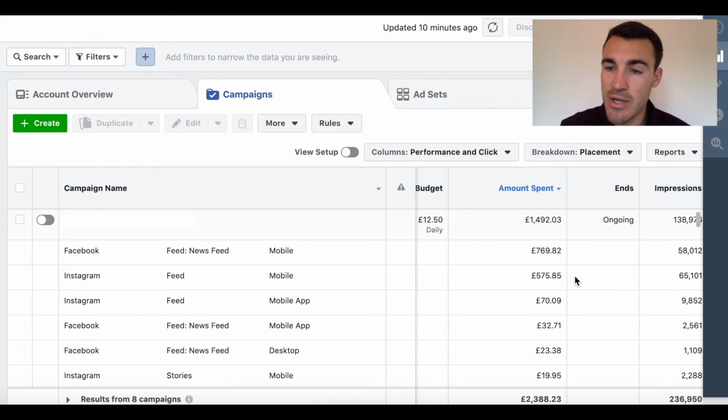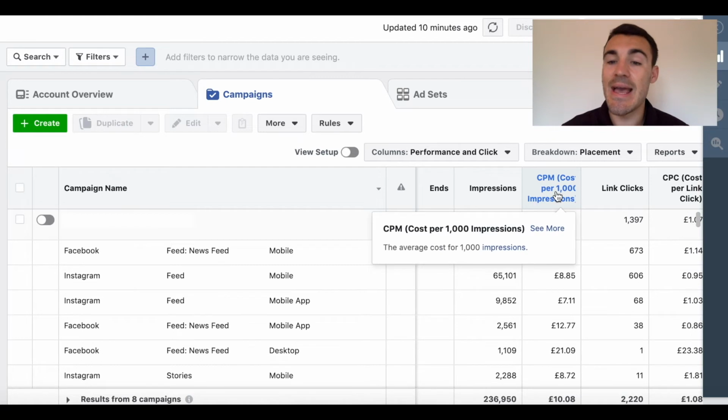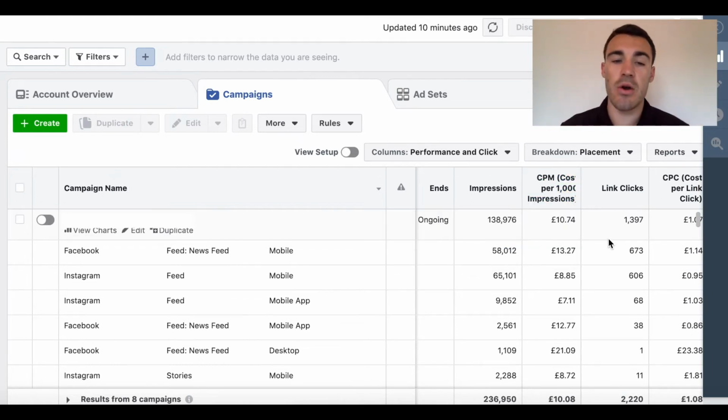But let's have a look at cost per 1,000 impressions, CPM. As I said, this is what I think of when I think about the cost of advertising. How much does it cost me to get 1,000 views on my ad? So you can see here that there's a much larger difference in CPM between the Instagram mobile feed and the Facebook mobile feed. We're looking at £8.85 for Instagram and £13.27 for Facebook.